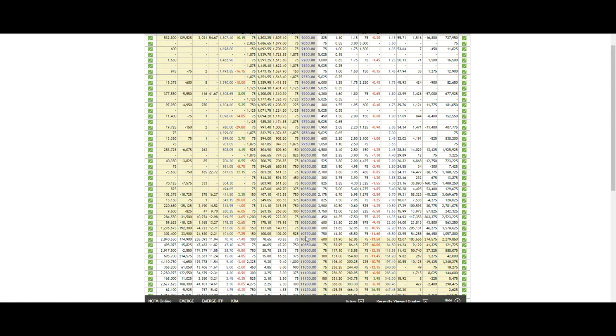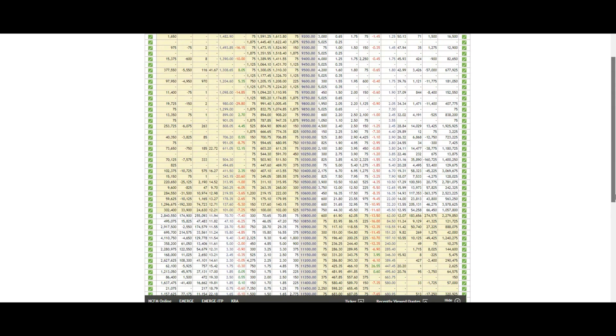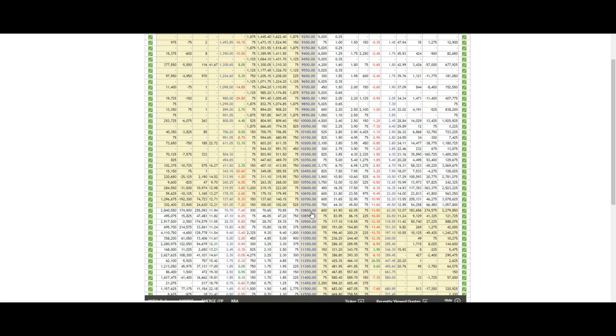Now currently the market is at 10,791, and the at the money contract will be 10,800. The in the money contract will be 10,750 for the call side, and on the put side 10,800 is in the money and 10,750 will be at the money.